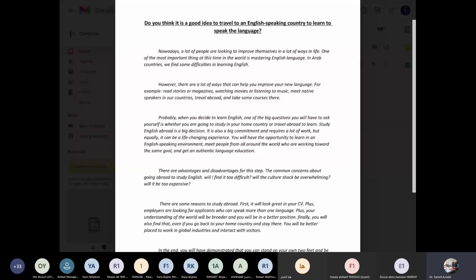Now, this could have been a good thesis statement. Not the difficulties in learning English. Are you getting the idea? Yes, in my mind, the thesis statement is travel abroad and take some courses there. The last thing, I give some examples for learning English, and the last one in the second paragraph, travel abroad and take some courses.